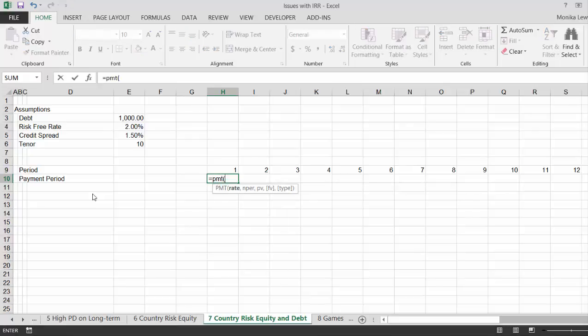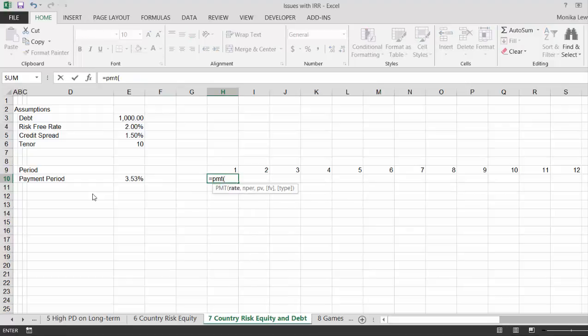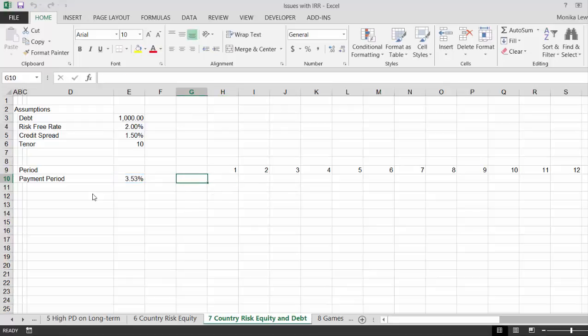So PMT of the, now let's put the rate here. And I think we have to put the risk-free rate plus 1 times 1 plus the spread, minus 1 to make the mathematics work. So it's not like you're adding it in a normal bond agreement. So the total interest here is this, and we put PMT, and we put the rate, and we put the payment, cash flow. We need to put the payment period.